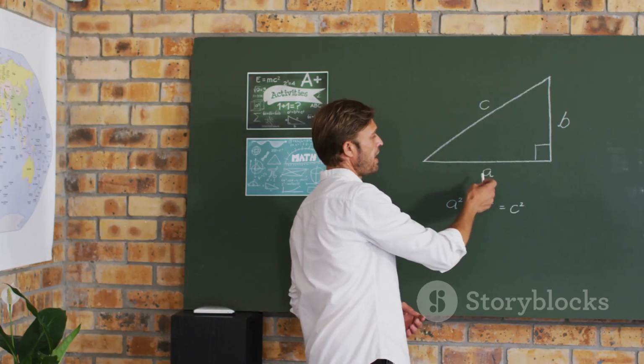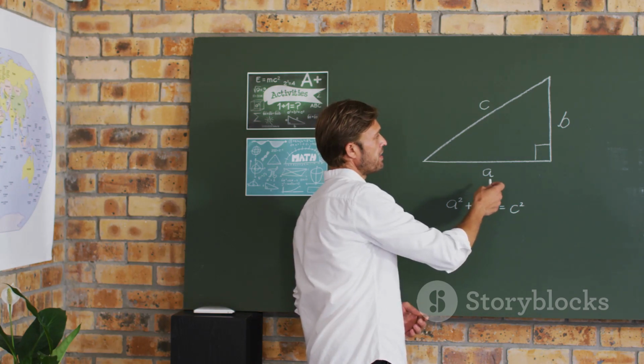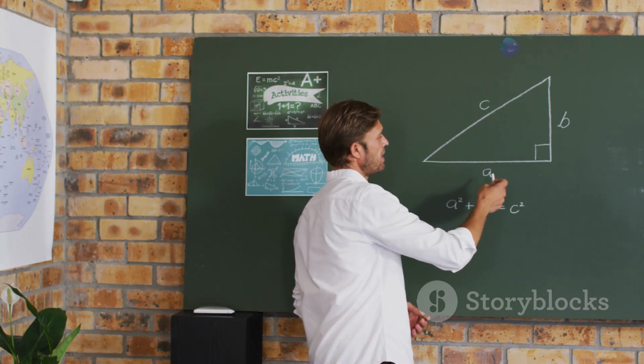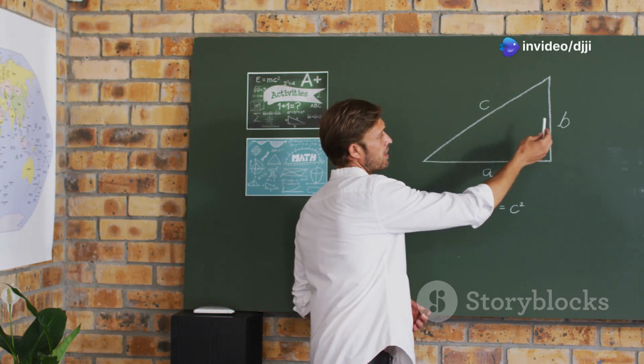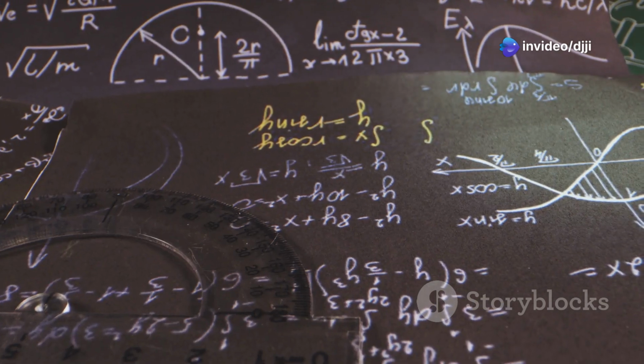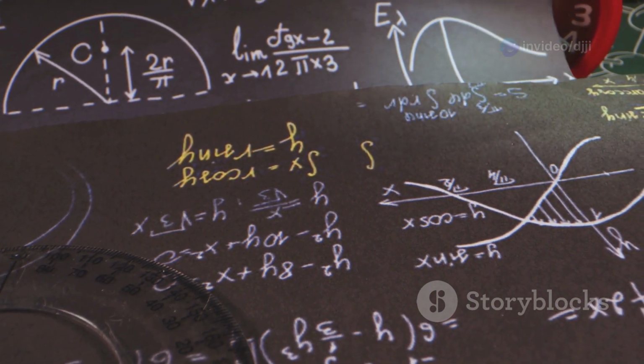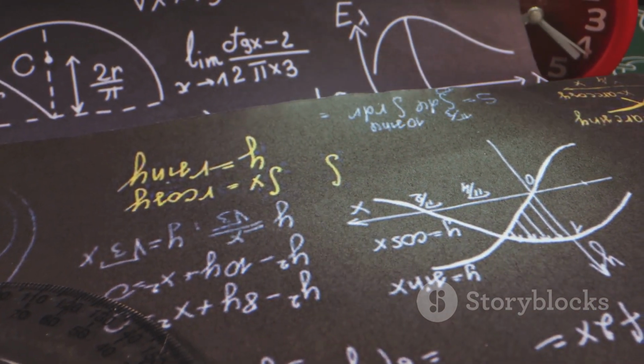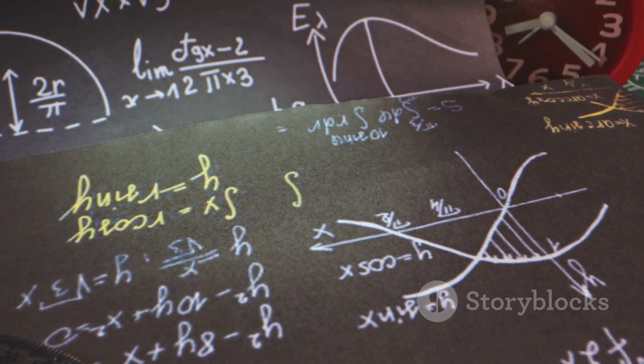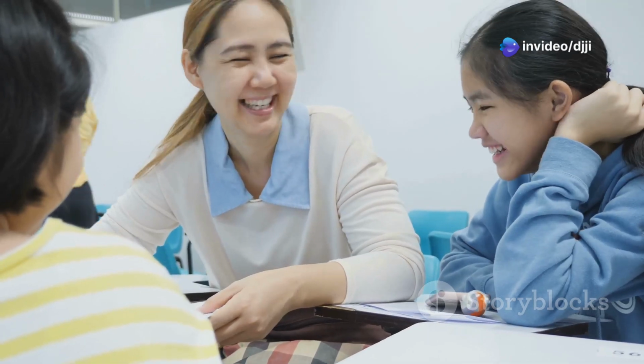Now, in right-angled triangles, there's a special relationship between the angles and the sides. This relationship is the cornerstone of trigonometry. And here's a fun fact, we use the Greek letter theta to represent an angle. This symbol is universally recognized in trigonometry. Cool, right? It's like having a secret code that mathematicians all over the world understand.